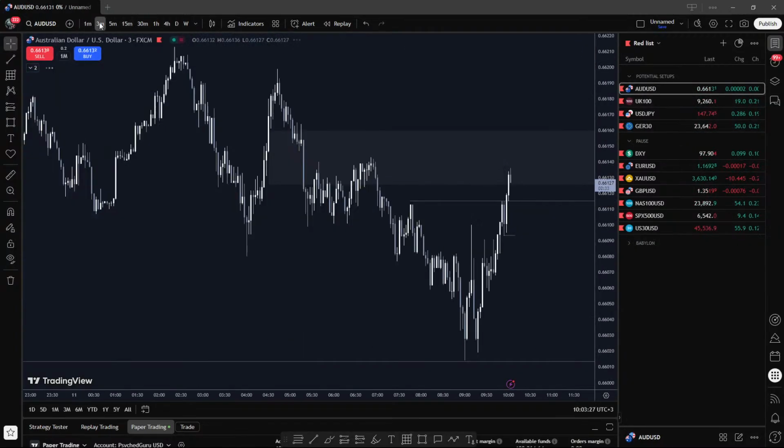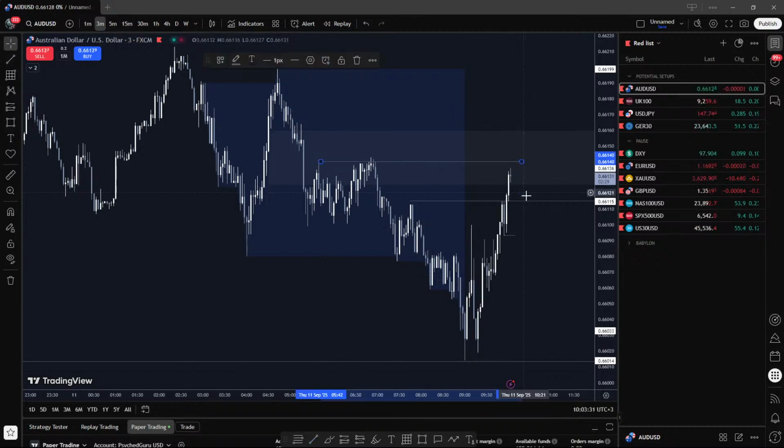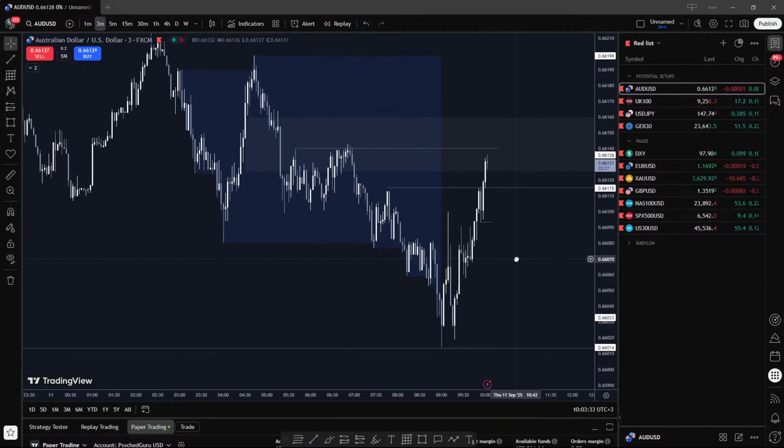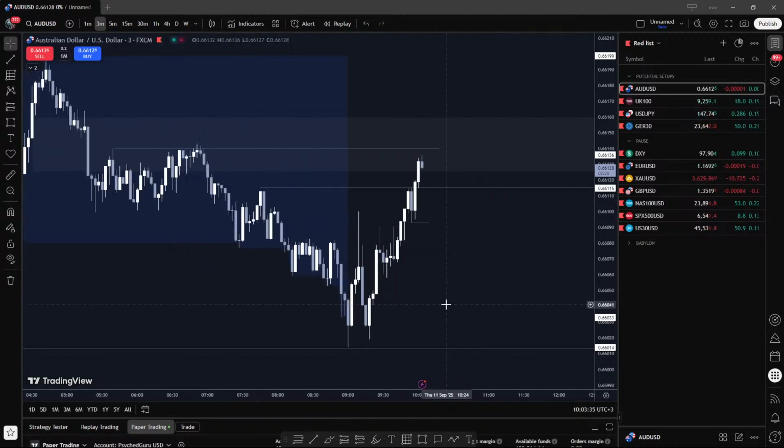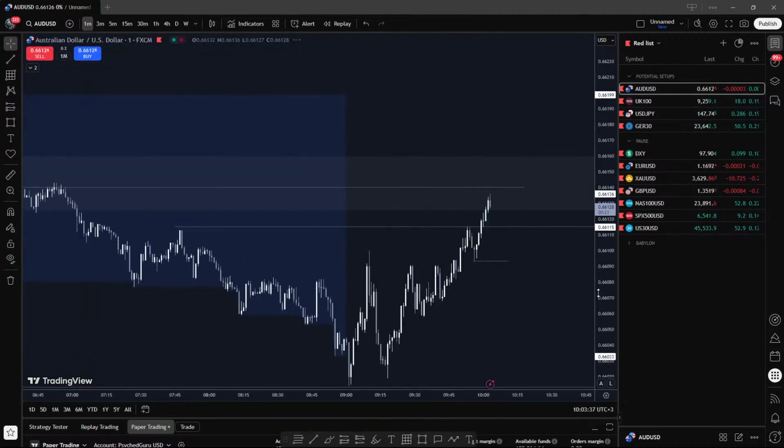So let's see. AUD, it's looking pretty good. I wouldn't really expect us coming to raid this buy side. It's a very strong structure. Range is pretty balanced, that's nice. So we're gonna see.